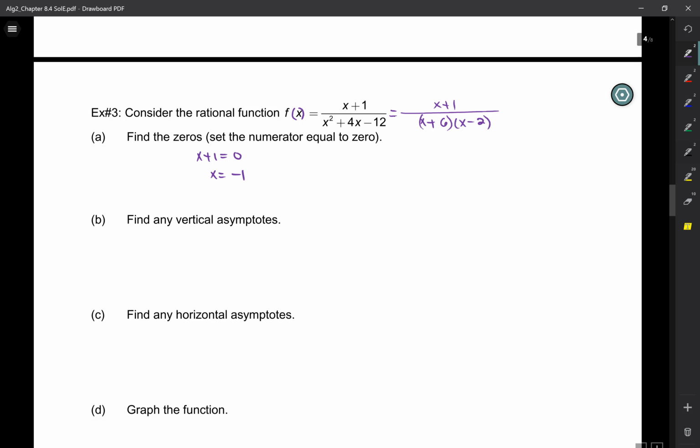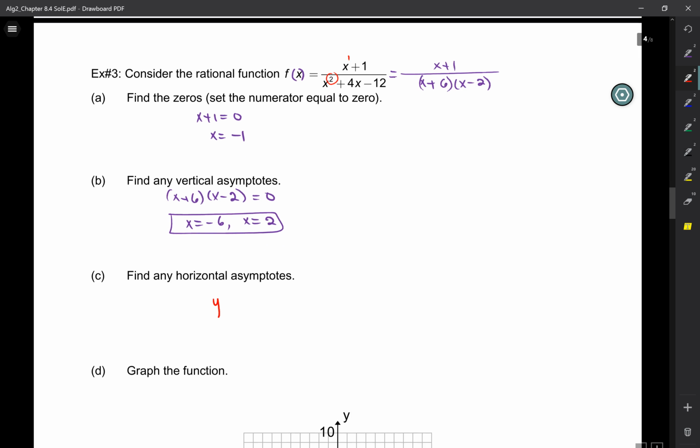Okay, none of those, the x plus 6 and the x minus 2, don't cancel. So I set those equal to 0. My vertical asymptotes are x equals -6 and x equals 2. Okay, horizontal. The degree here is 1. The degree here is 2. Higher on the bottom means the horizontal asymptote is y equals 0.